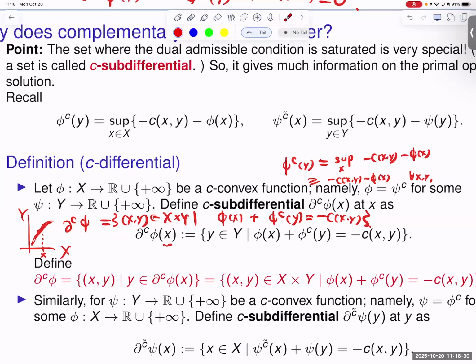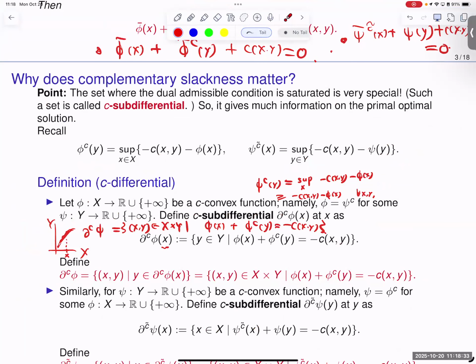Any question about this definition? Yes. Why do we require the phi to be compact? That's a good question, and the answer is you don't need it. So it appears just for conventional reason.